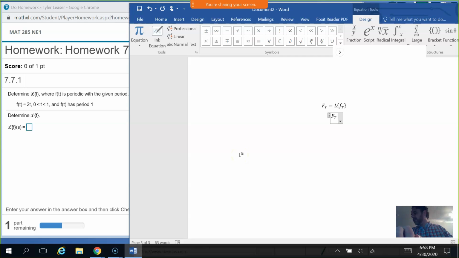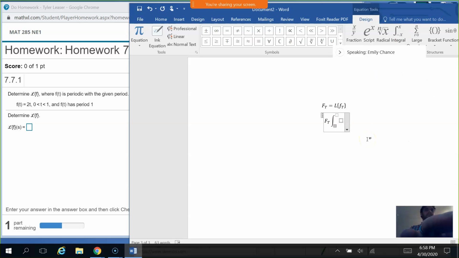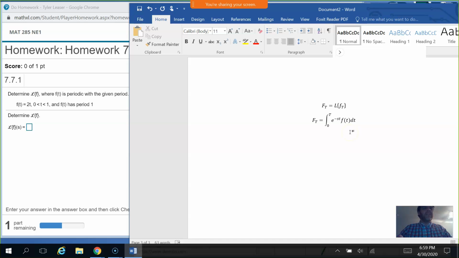Okay, anyway, the Laplace transform of the function we're trying to find is just this. Double checking my notes here. Yeah, it's just the integral from 0 to that period T of e to the negative st times f of t dt. So this is just the basic definition for it, because this is the only location it's going to exist. All right, so that is what we call the Laplace transform of just the one period.